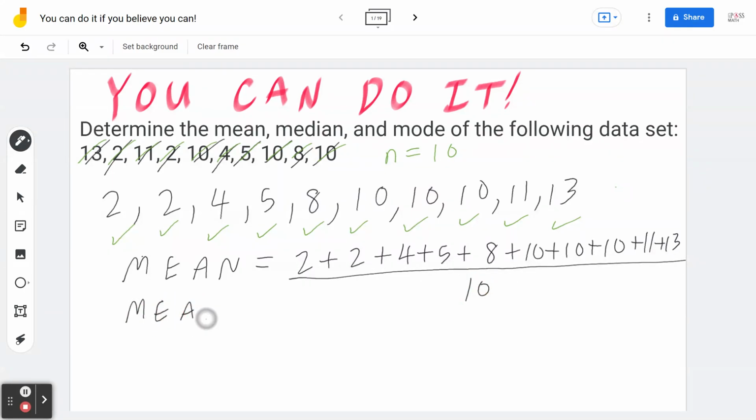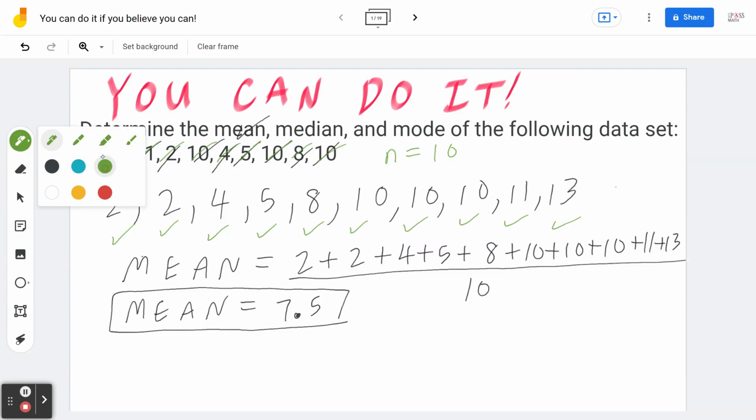So I grab my calculator. Here we go. 2 plus 2 plus 4 plus 5 plus 8 plus 10 plus 10 plus 10 plus 11 plus 13. I see 75, by the way, in my display. So when I divide by 10, it's going to be 7.5. So the answer for the first part, which is what is the average, what is the mean, is going to be 7.5. So mean, done.